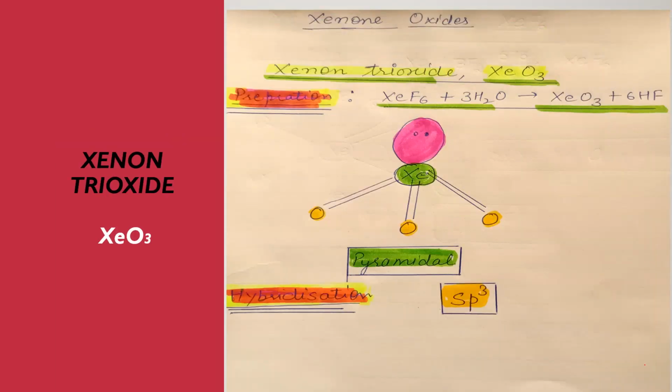Our next xenon compound is xenon trioxide. Xenon trioxide is prepared by the hydrolysis of xenon hexafluoride. It has a pyramidal structure and involves sp3 hybridization, in which three positions are occupied by oxygen atoms and one position is occupied by a lone pair.